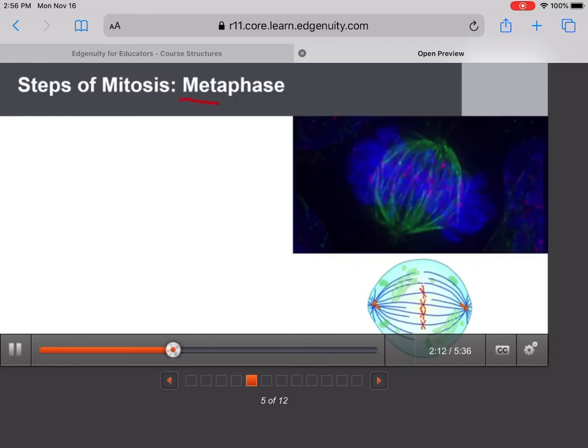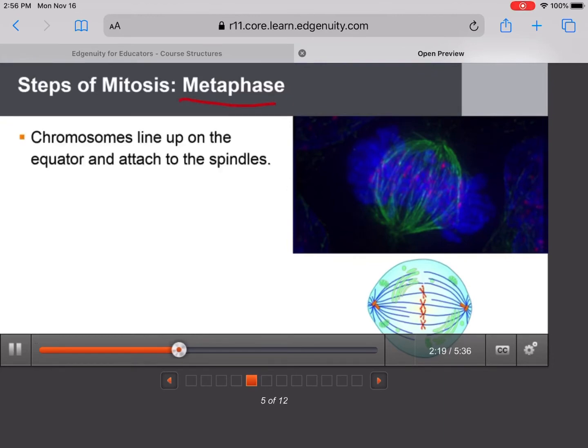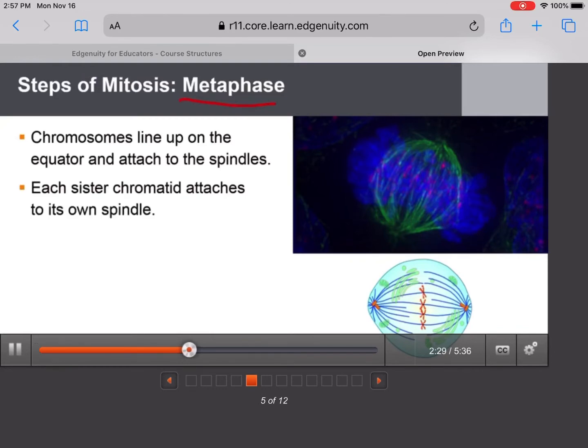Now, metaphase is the second phase of mitosis. It's where the chromosomes that were doubled become attached to the spindle fiber by their centromeres. It's a short phase. The doubled chromosomes attach to those spindle fibers, and the spindle fibers push and pull the chromosomes, and the chromosomes are lined up across the center of the spindle. Each chromosome has its own spindle fiber.